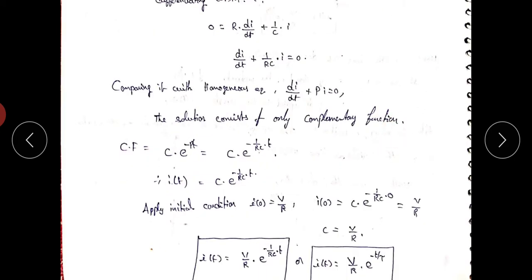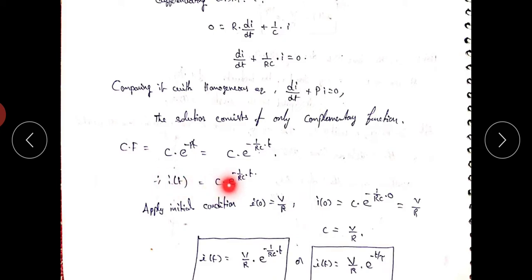Here tau equals RC. Tau equals RC is called the time constant. So it can be written as I of t equals C into e power minus t by tau. To find the constant value, apply the initial condition. Here the initial current value equals I of 0, and I of 0 equals V by R.